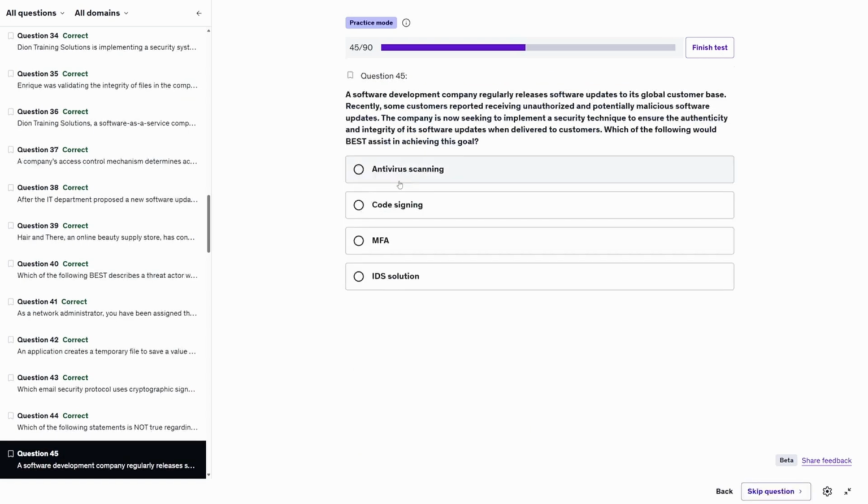A software development company regularly releases software updates to its global customer base.